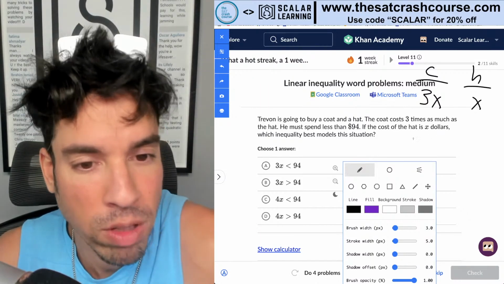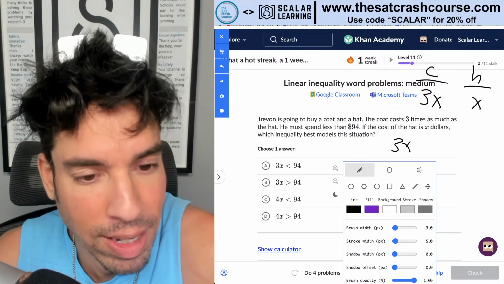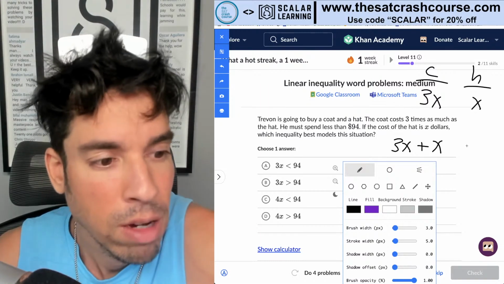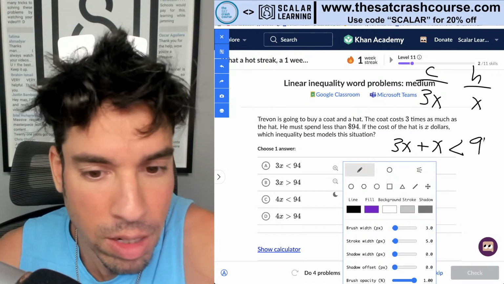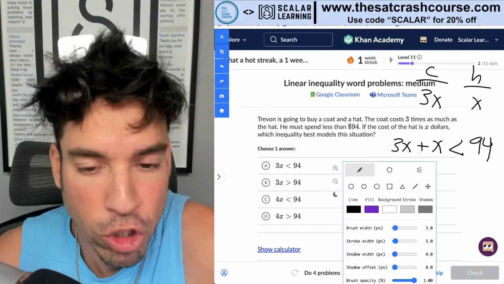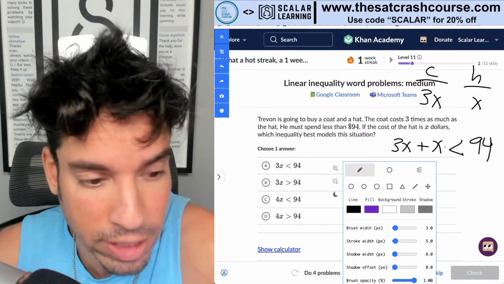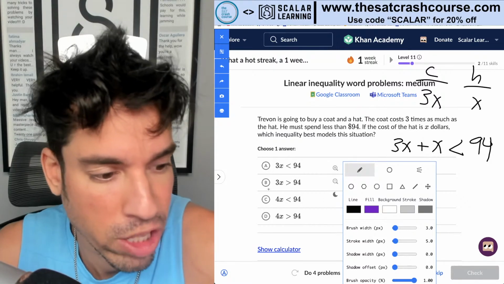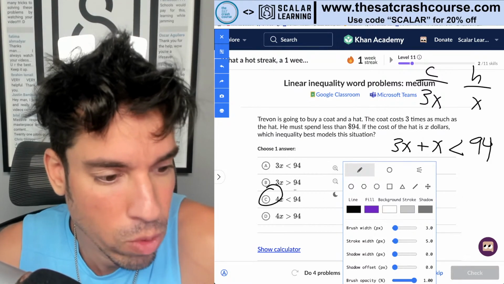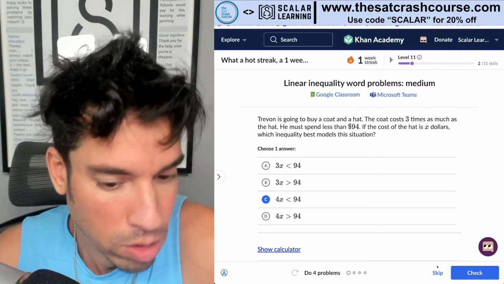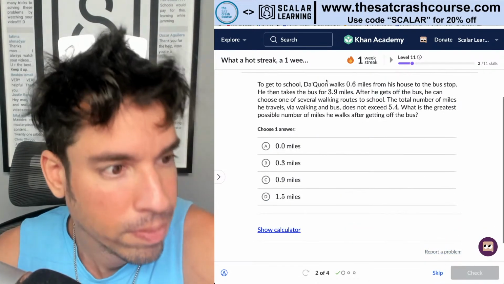So he's going to buy both of these. He must spend less, so 3X plus X must be less than 94. We're done. Which inequality models this? Now, again, they don't have this exactly, but I know my inequality is legit. So they must have simplified it, which they did right here, because 3X plus 1X is 4X. C is the winner. Done.